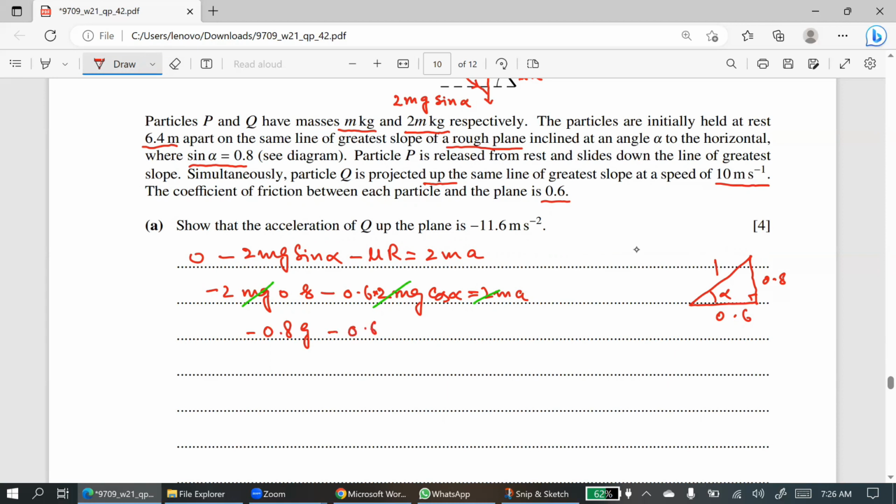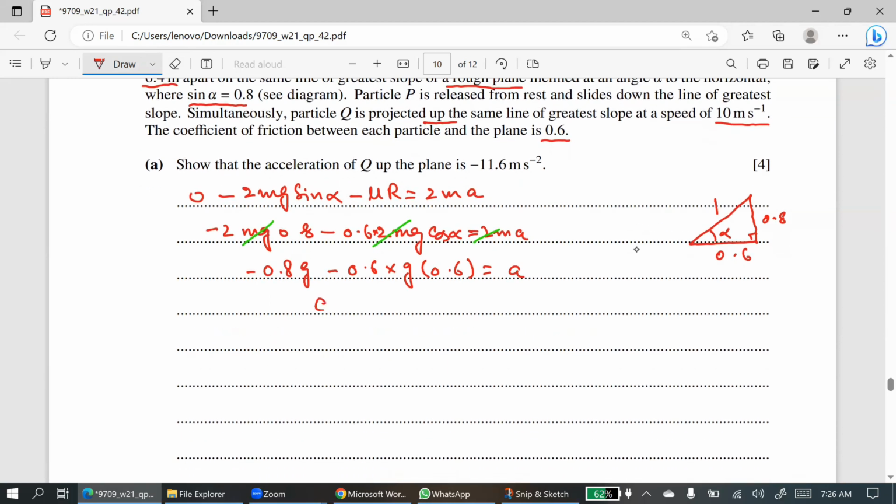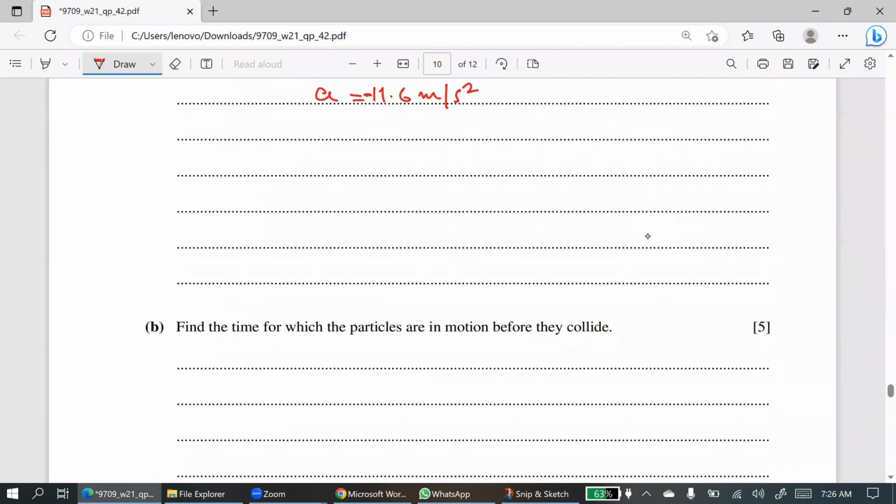minus 0.6 into g into cos alpha, which is 0.6, is equal to a. With the help of a calculator, the final answer is minus 11.6 meters per second squared. This one is part number one. Now we will move to part two.